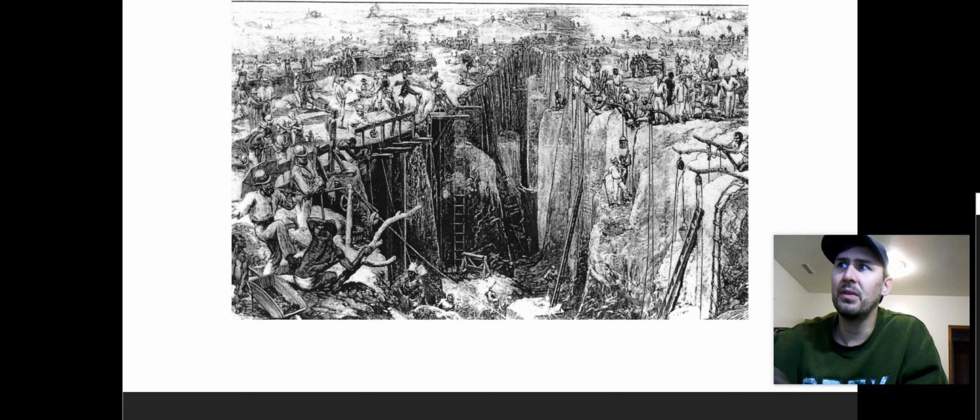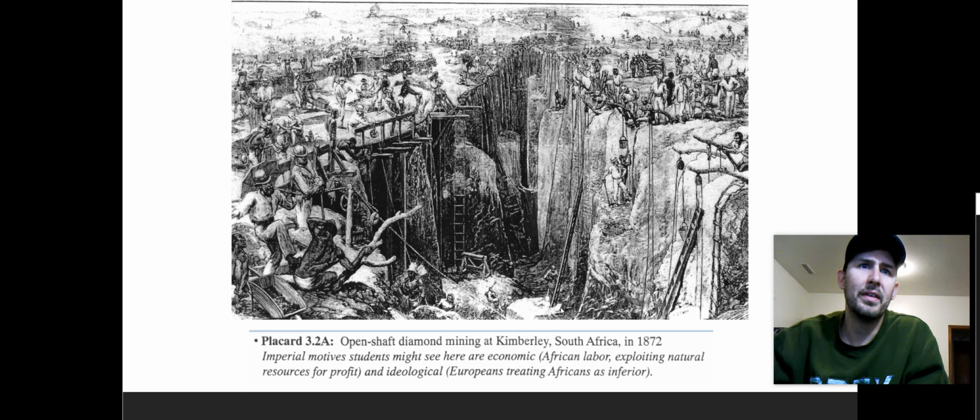The next is a diamond mine. This is a depiction of a diamond mine. I put the descriptor down here. This is in South Africa in 1872. So look at these working conditions. Could you imagine trying to mine diamonds out of this?